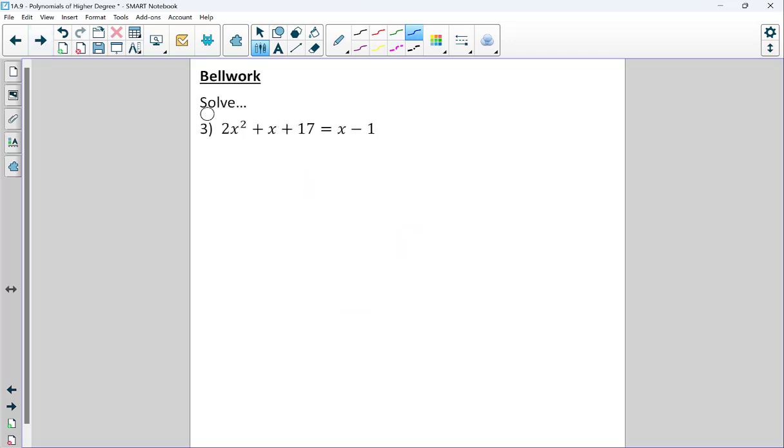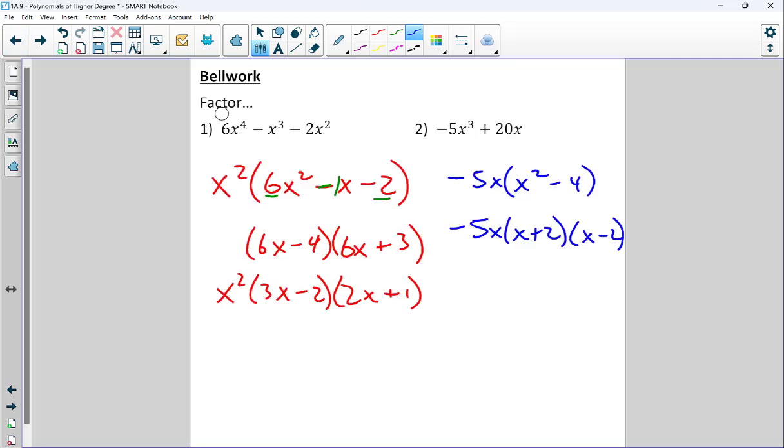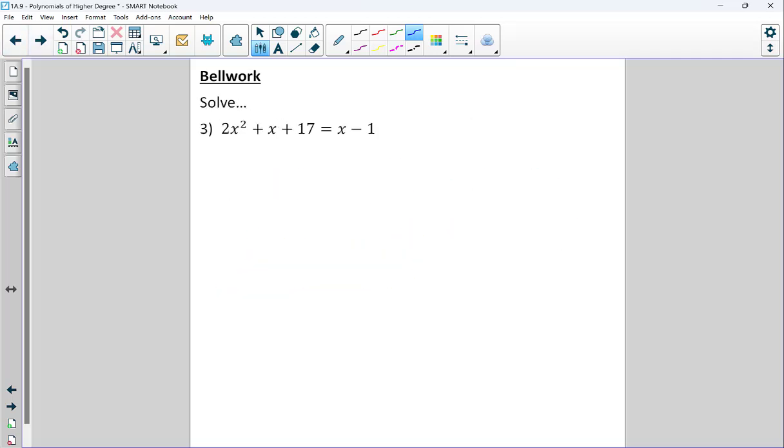Lastly, question 3. This one, the question says solve. I'm looking for something different when I'm factoring versus when I'm solving. Answer the question that's being asked. If I want to solve, there are different techniques that I can use. One thing I need to recognize is what kind of function I am solving. I see this as 2x squared. I have a quadratic. If I'm solving a quadratic, I can either isolate or I can factor.